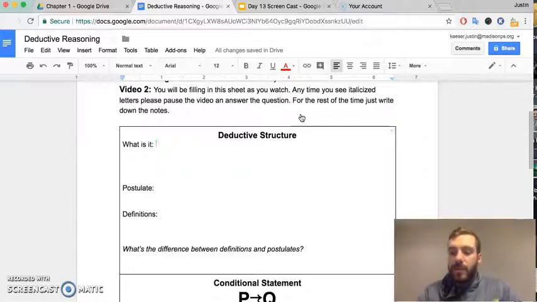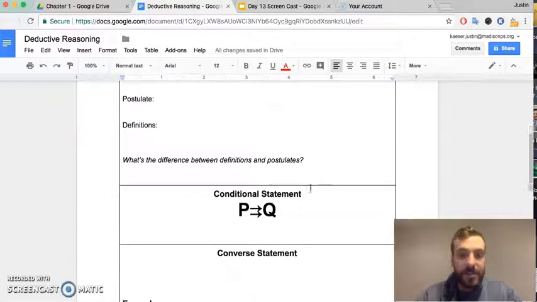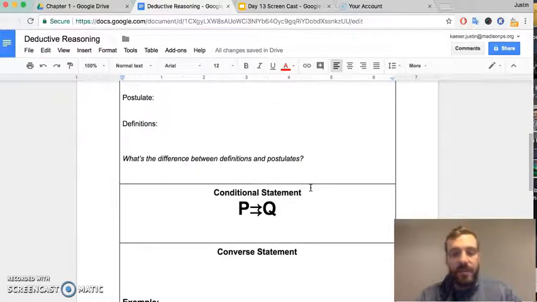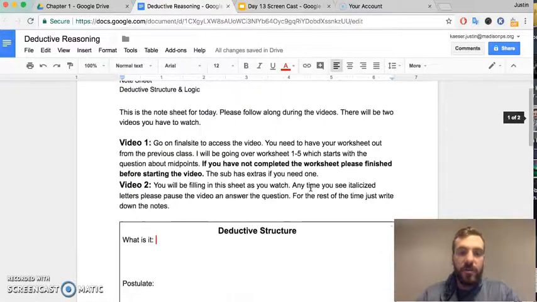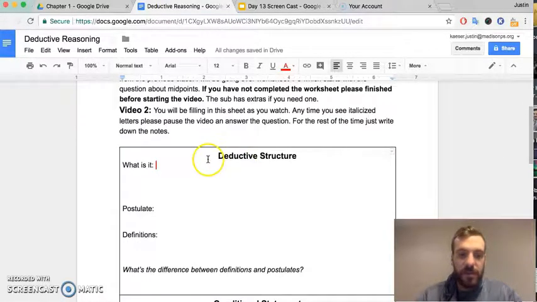So today we're going to be talking about deductive structure. It's about logic and logical thinking, if-then statements. As you can see, we have a lot to cover, so pause it if you need me to slow down, or pause it and rewind if you need to hear anything again. But deductive structure, so what is it?